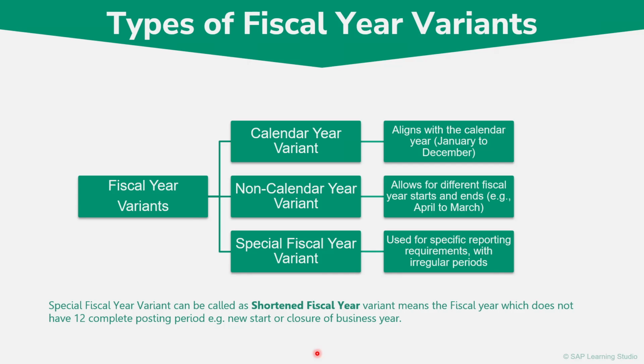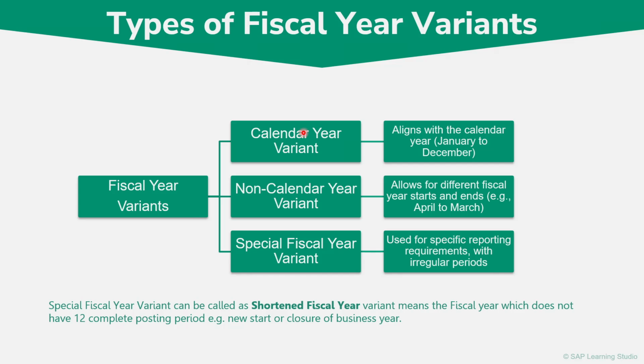There are three types of fiscal year variant. One is the calendar year, non-calendar year, and special fiscal year. Calendar year means fiscal year starts with January and ends with December. This is called as calendar fiscal year. A non-calendar fiscal year means fiscal year starts in between of the calendar month. Let's say as per our India, our fiscal year starts with April and it ends with March next year. So it is called as non-calendar fiscal year variant.